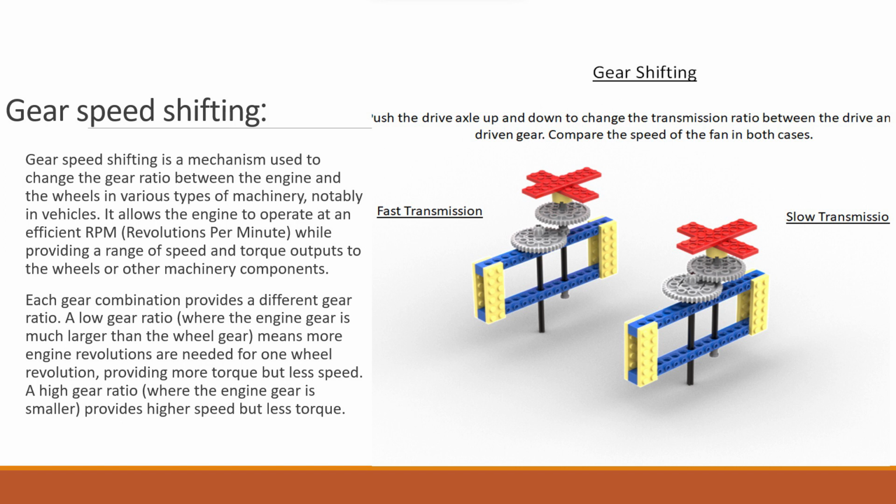A lower gear ratio, where the engine gear is much larger than the wheel gear, means more engine revolutions are needed for one wheel revolution, providing more torque but less speed. A high gear ratio, where the engine gear is smaller, provides higher speed but less torque.